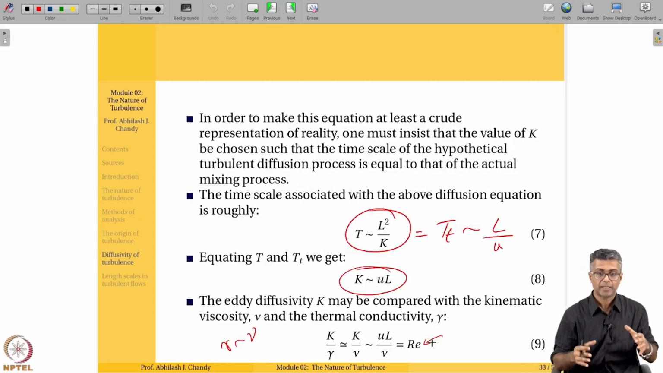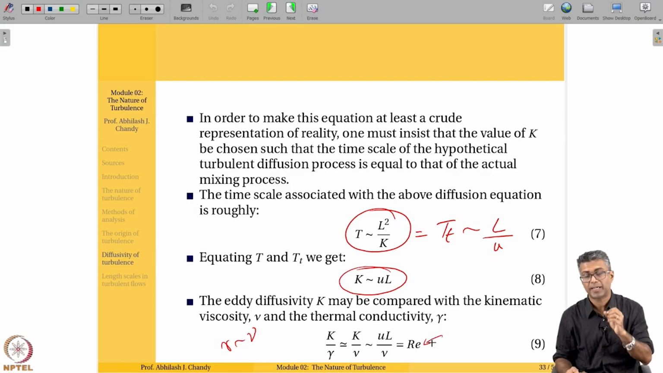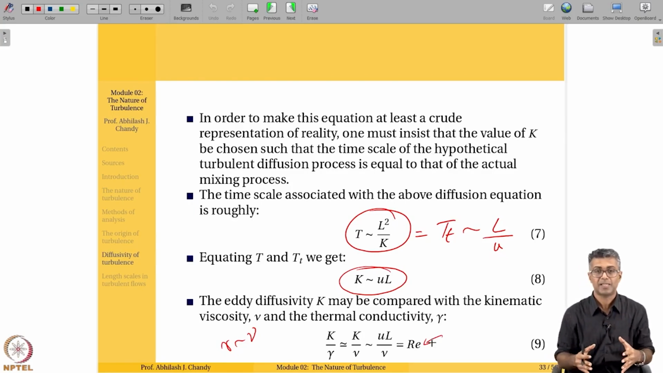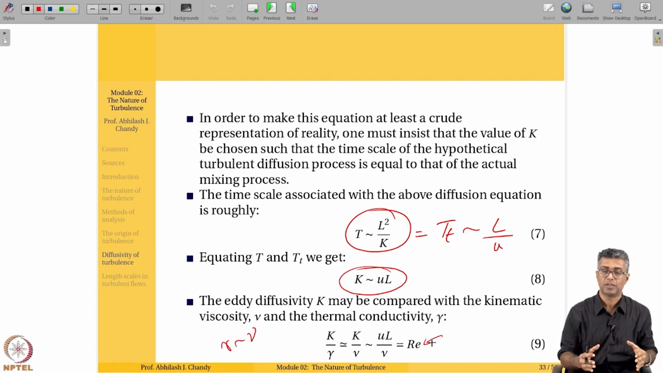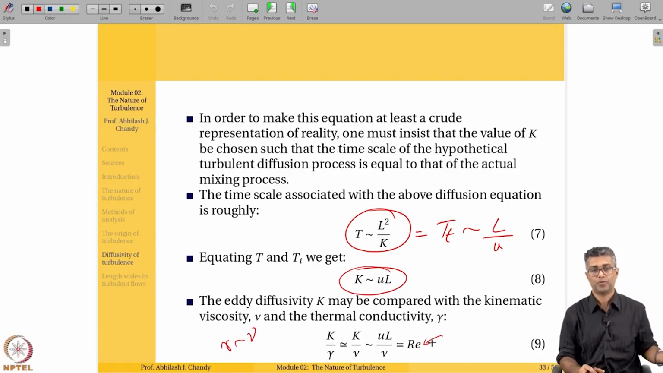We looked at flow in a room, right? Turbulent flow in a room. And we tried to find out the turbulent time scale associated with that flow in a room. And we realized that it is actually much smaller than what would exist if you only had molecular diffusion. 2 minutes versus 100 hours.